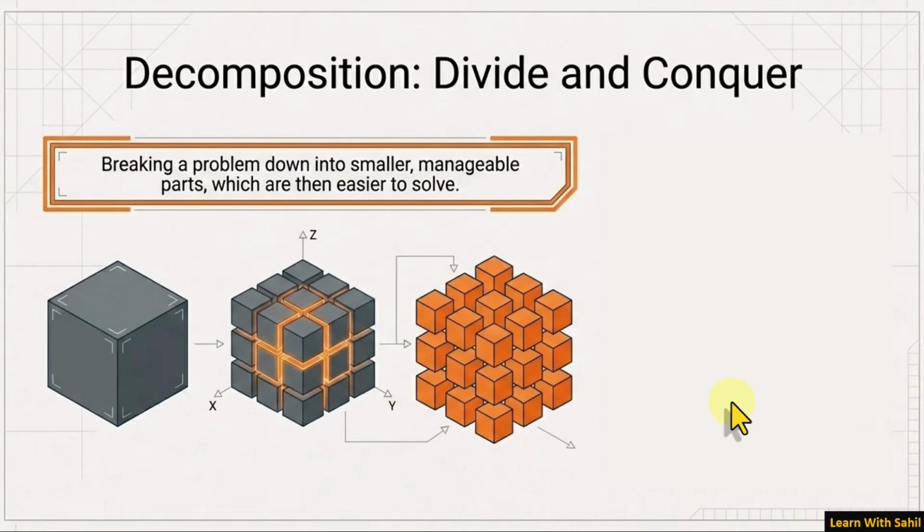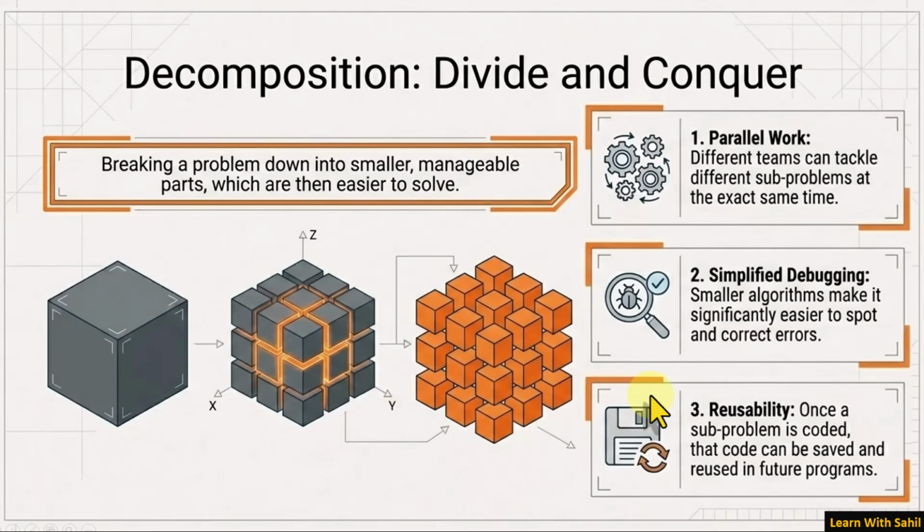Now see, decomposition is kind of a divide and conquer thing. You just break a problem down into smaller manageable parts which are then easier to solve. Okay, the big problem altogether is a little bit difficult to solve. Then simply we will divide it into many smaller problems. Then those smaller problems can be solved easily.